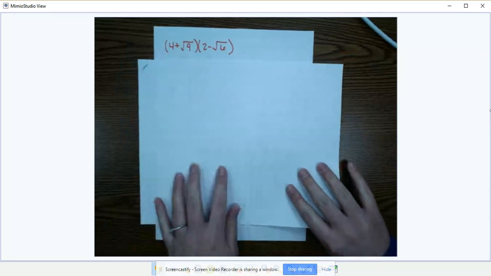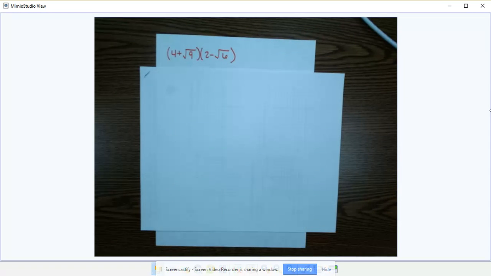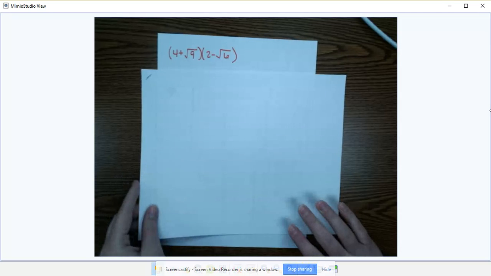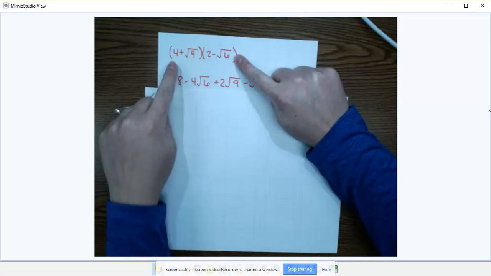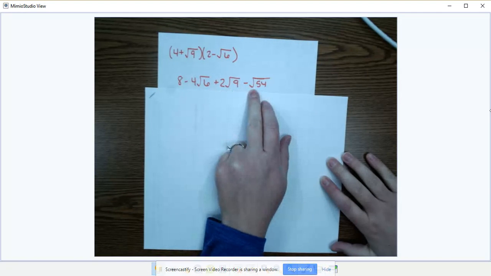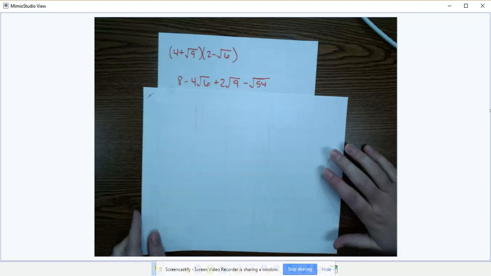And finally, we have two binomials that we're multiplying together, so we're going to go ahead and have to FOIL these. So our firsts multiplied together, 8, outsides are minus 4 root 6, insides plus 2 root 9, and then minus root 54. Simplify if you can.